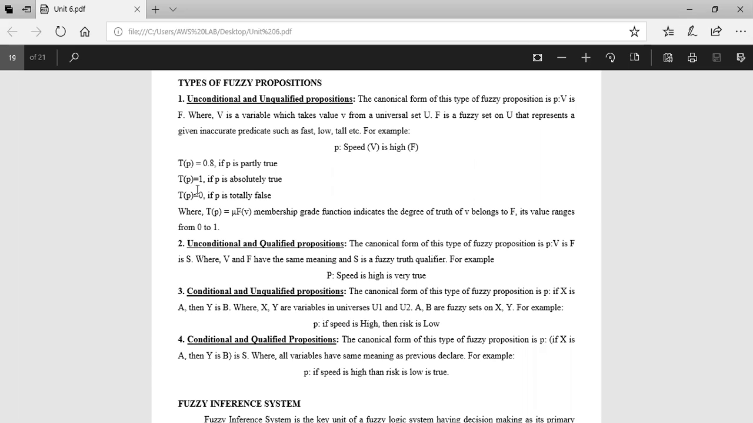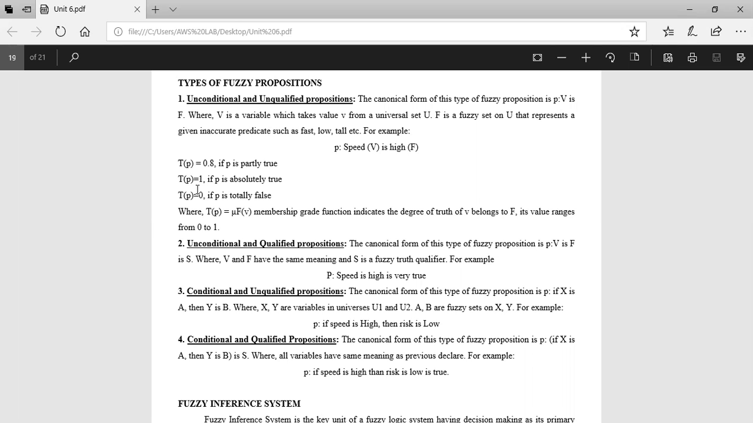So the canonical form of this type of propositions is P colon if X is A then Y is B. ఇక్కడ X A అనేది ఏంటి? వేరియబుల్స్. X and Y are called the variables. A and B ఏమంటాం అంటే fuzzy sets అంటాం. A and B are called as the fuzzy sets. See, the form will be like this: P colon if X is A then Y is B.